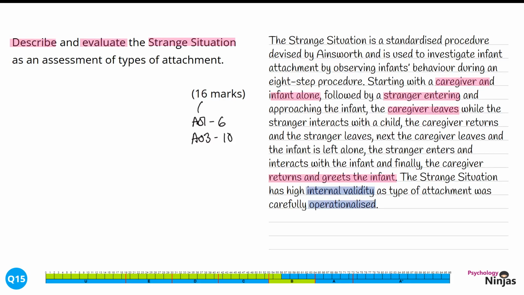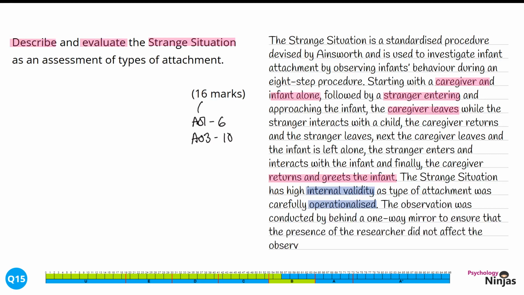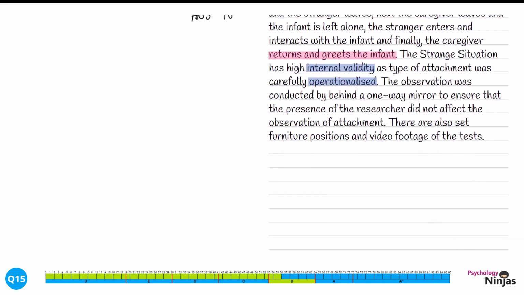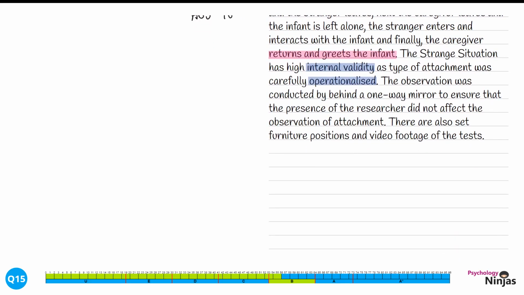Here we've talked about it has high accuracy because we've measured the variables appropriately. We're then going to explain why this is. The observation was conducted behind a one-way mirror to ensure that the presence of the researcher did not affect the observation of attachment. There are also set furniture positions and video footage of the tests.